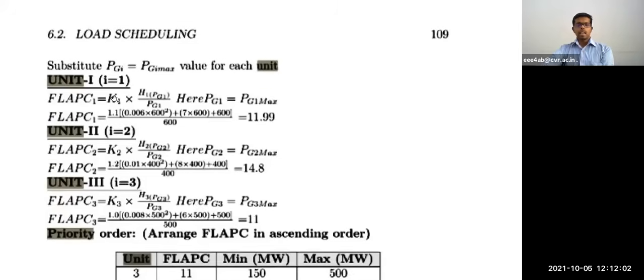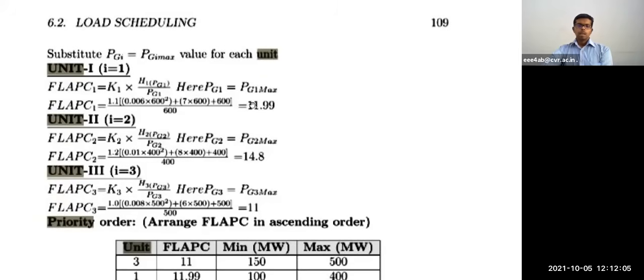After further simplification, you will get 11.99 rupees, or dollars, whichever is given. It is the full load average production cost. So that is 11.9. Next, unit number 2.